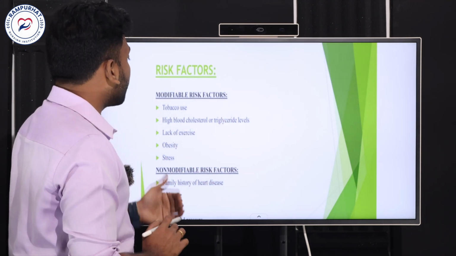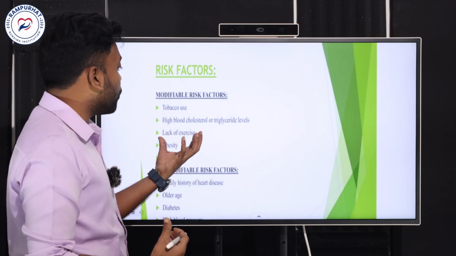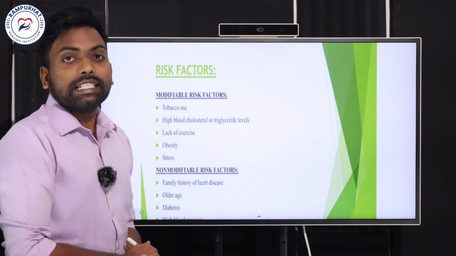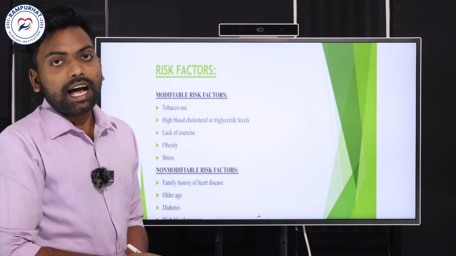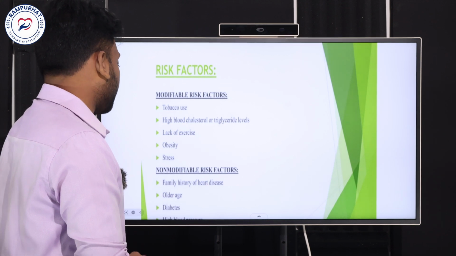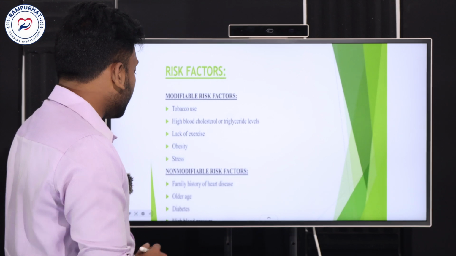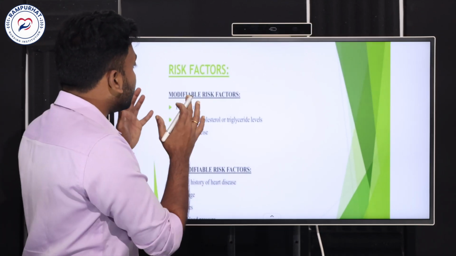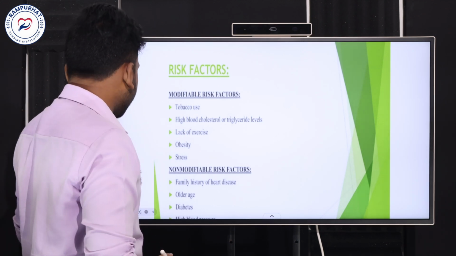The first ones are tobacco use, lack of exercise, high consumption of cholesterol, obesity, and low tolerance of stress. Because of these factors, one may get a heart attack, I mean myocardial infarction. And there are some non-modifiable risk factors also: family history, congenital deformity, elder age, diabetes, and hypertension. So these are the modifiable and unmodifiable risk factors for myocardial infarction.